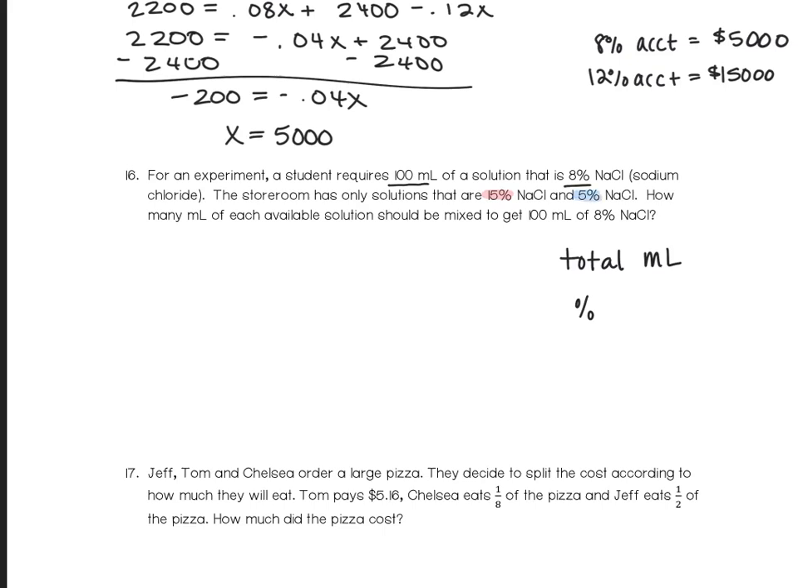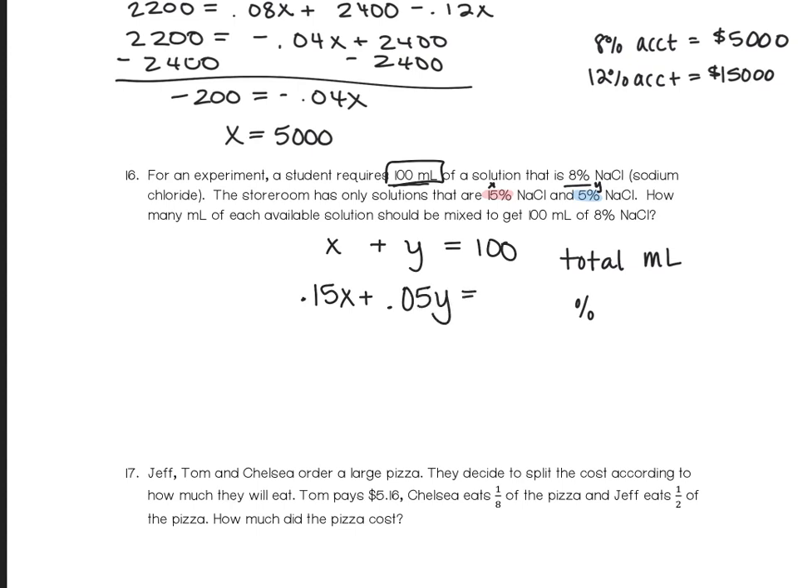So the first one, I'm going to have X be my 15% and Y be my 5. But the first one always deals with the total milliliters, and so that is going to be X plus Y has to equal 100. The second one has to deal with all your percents. So 0.15x plus 0.05y. And then this is important here.